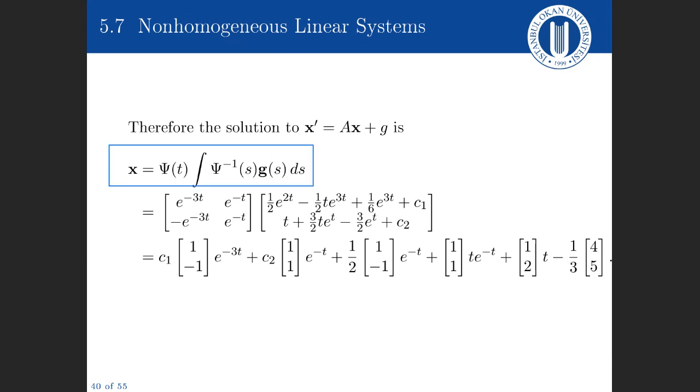So let me repeat myself. To use the method of variation of parameters, it's all about using this formula written in the blue box. We find the fundamental matrix of the homogeneous equation, we find its inverse, put everything into this formula and do the work to calculate the answer.